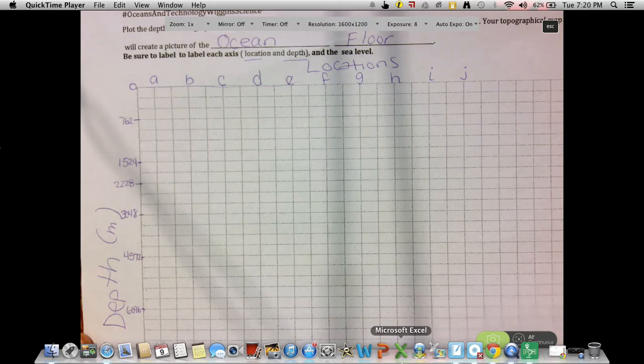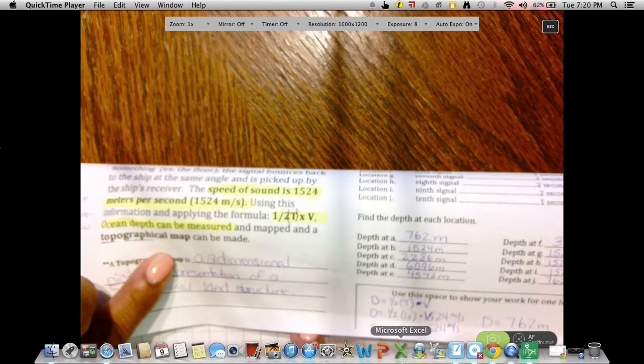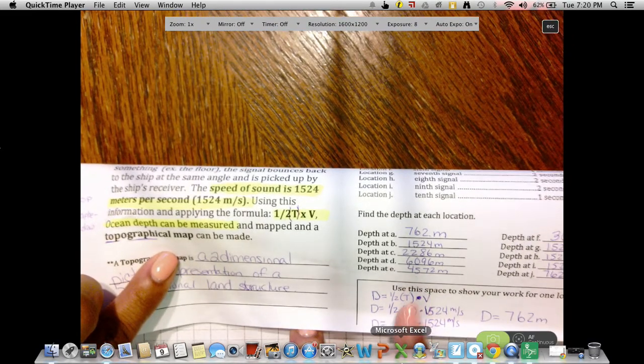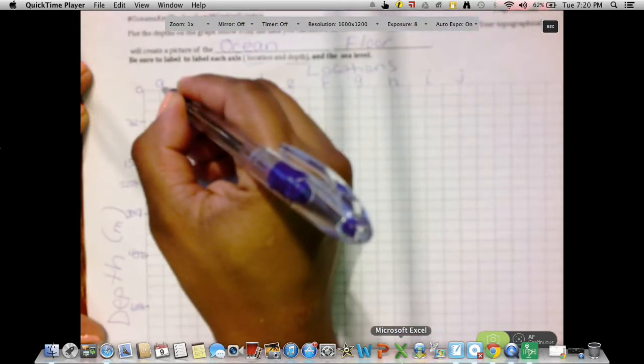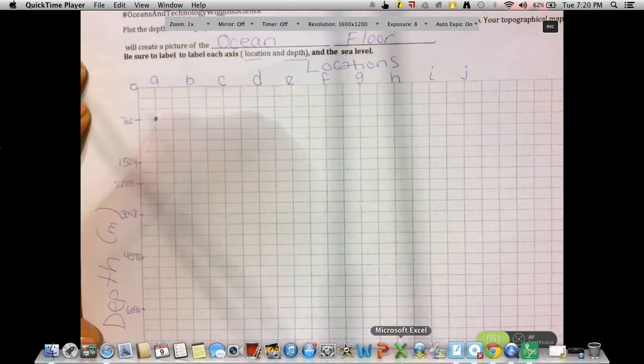Now we're going to look at the front of our paper where we have our depths at each location. And we have to plot that. So location A is 762 meters. So from location A, I'm going to go down to 762 meters and put a little dot there to plot that.